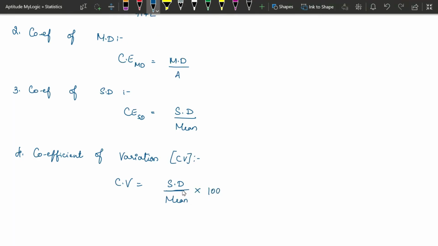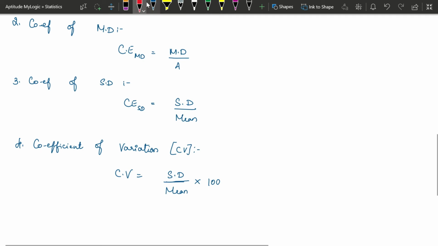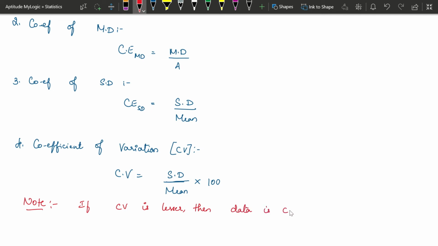Now if I have two sets of data, I will find the coefficient of variation of the first set, and then I'll find it for the second set. The one which has lesser value is supposed to be more consistent than the one with the higher value. So what is the inference we get from these calculations? If CV is lesser, then data is consistent or homogeneous. We can say the data is more consistent, or we can say data is more homogeneous.